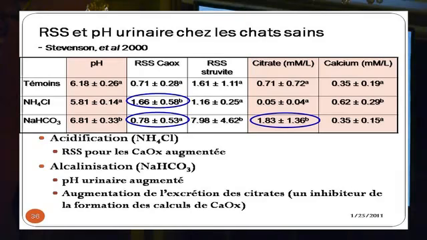Likewise, giving an acidifier increases the amount of calcium that's excreted in the urine. It therefore increases the risk of calcium oxalate stone formation. And in healthy cats even, it decreases the citrate excretion. And citrate is an inhibitor of calcium oxalate formation. So not only does it increase the amount of calcium available, it decreases the urine's ability to prevent crystals from forming.